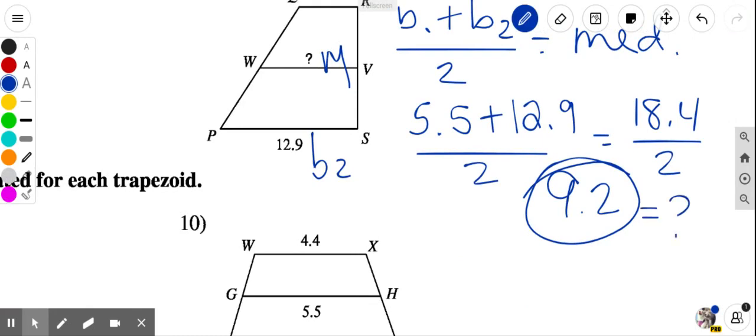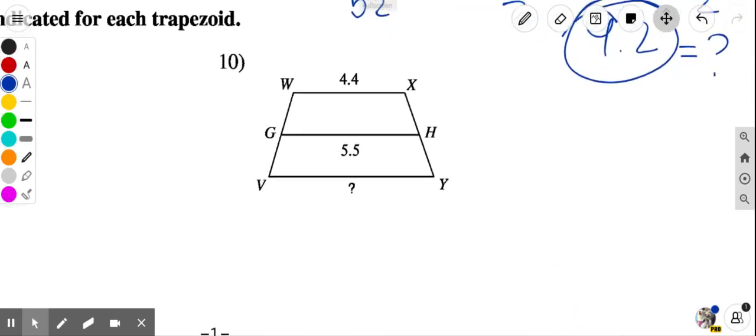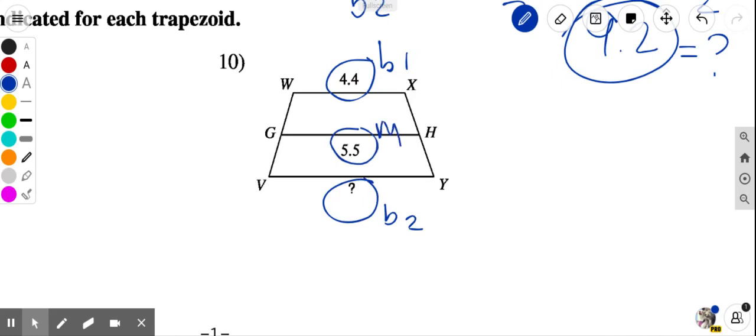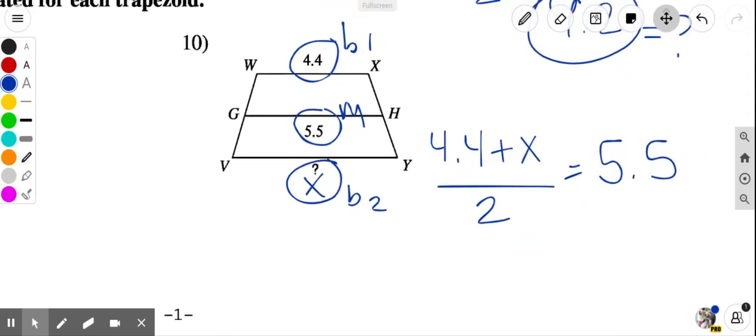So that's what it looks like when you are given the bases and you're asked to find a median. Sometimes, like in number 10, you're given base 1, base 2, and the median. So this one, you're given the median and you're asked to find another base. So how I like to solve that is I like to put the base as just x. So watch, when you make your equation, you do 4.4, that's base 1, plus base 2, which we don't know, over 2 equals the median, which is 5.5. So you kind of just write a little equation, and then you solve for x.